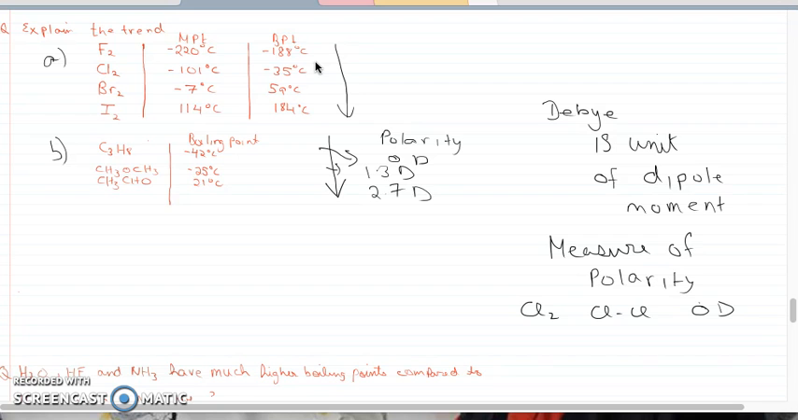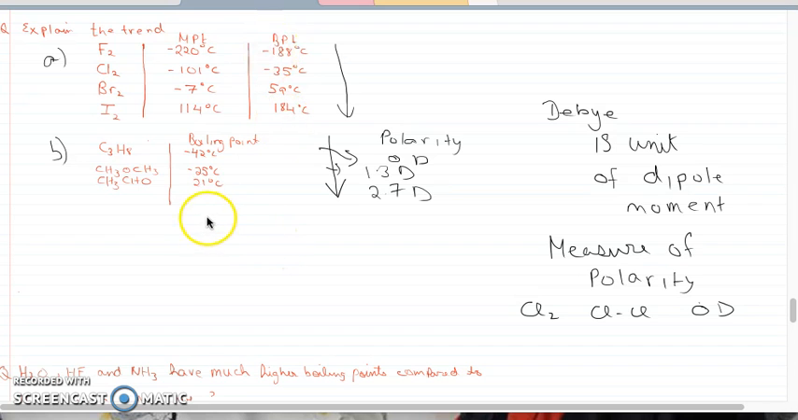This is because as you go down, the size of the molecules increases. As the size of the molecules increases, the number of electrons in the molecule increases. Since the number of electrons determines the dispersion forces, bigger molecules have stronger dispersion forces. Therefore, iodine will have the strongest dispersion force and hence the highest boiling point, whereas fluorine, which has the smallest dispersion force, will have the lowest boiling point and melting point.